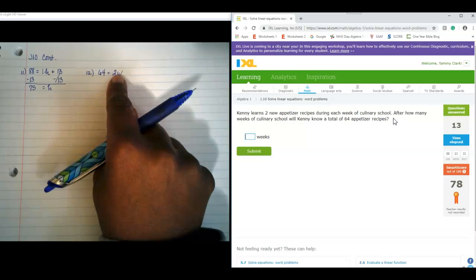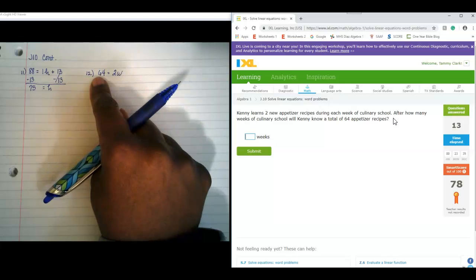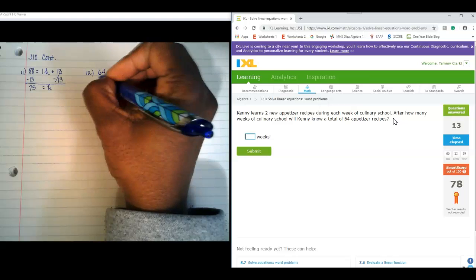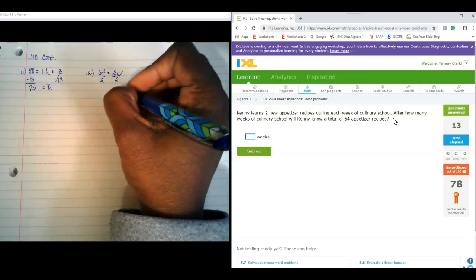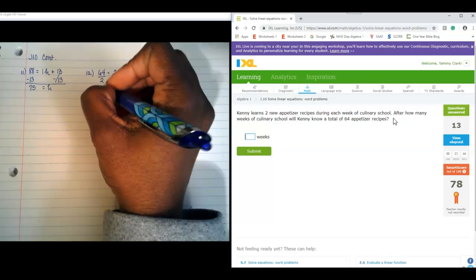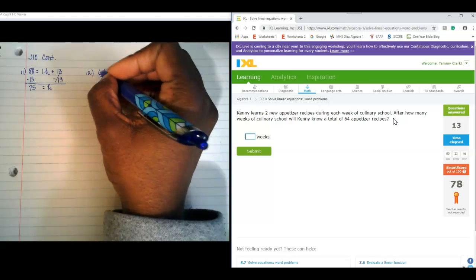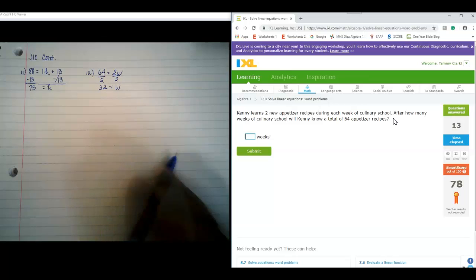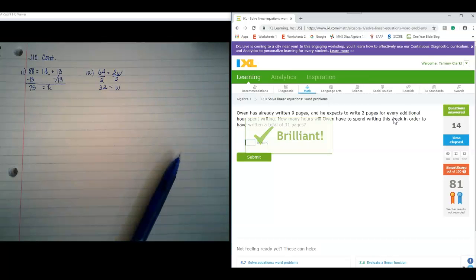Well, again, by inspection, you know 2 times some number gives you 64. So if we divide by 2 on both sides of the equation, then the number of weeks would be 64 divided by 2. 2 goes into 6 3 times, and then 2 goes into 4 2 times. So the number of weeks would be 32 weeks.